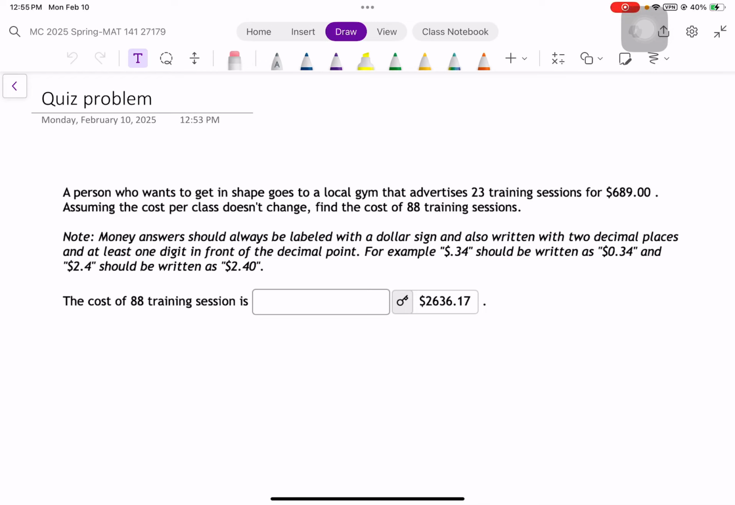Right, Math 141, I want to talk to you about a problem that was on your Unit 1 quiz. You would have had different numbers probably, but I saw several mistakes and I want to point them out.